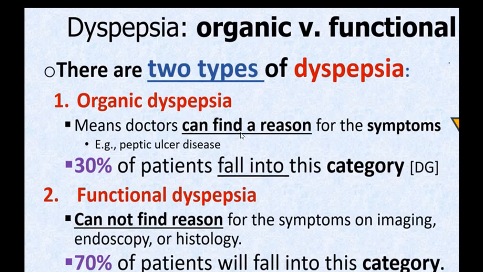So basically we have two types, organic and functional. In organic, you can find the reason for the symptoms. 30% of patients will fall into this category, while 70% of patients will fall into functional dyspepsia, where you cannot find the cause of dyspepsia by imaging, endoscopy, or even on histology.